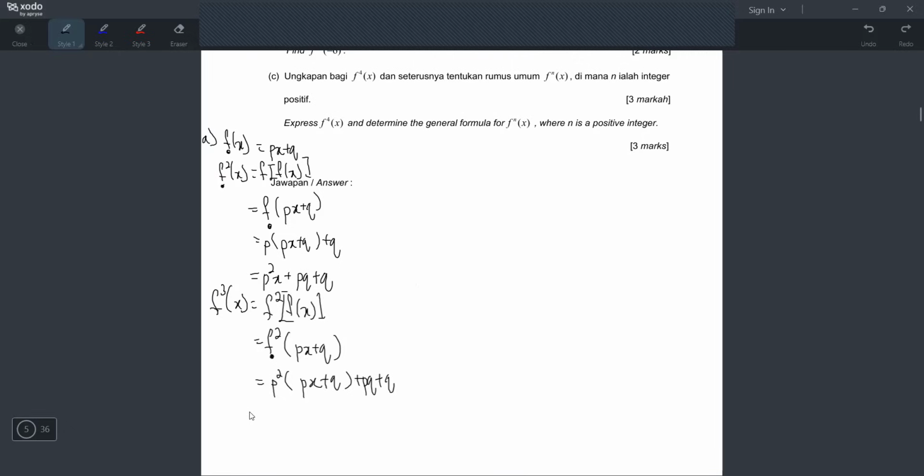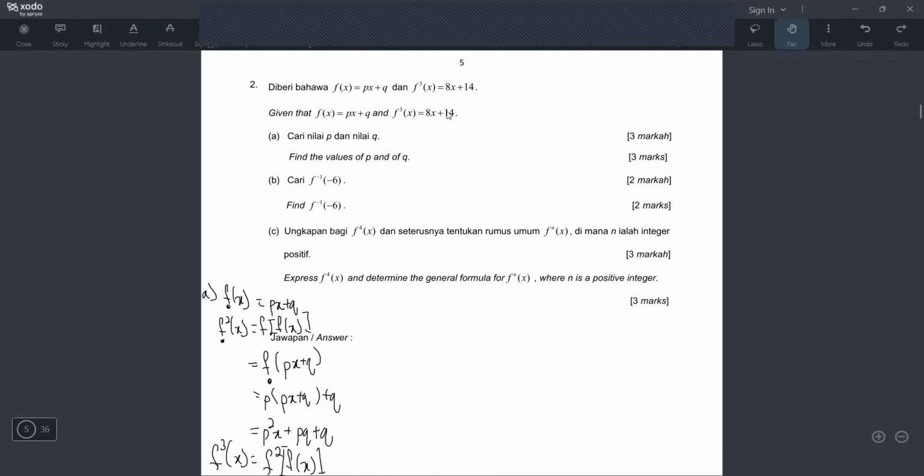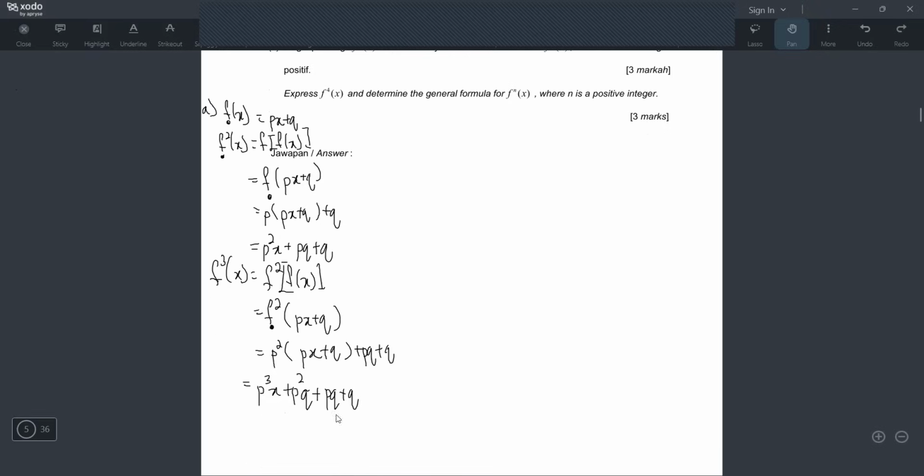So I hope you understand. Now you just substitute and expand. So you get p power 3 x, and then p squared times q, which is p squared q, and then the whole thing here just copy down here. All right, this is the answer for f power 3 of x, right? But this is my own answer. I remember the question gave us their own answer. So the answer the question gave for f power 3 of x is 8x plus 14. The one I wrote is this.